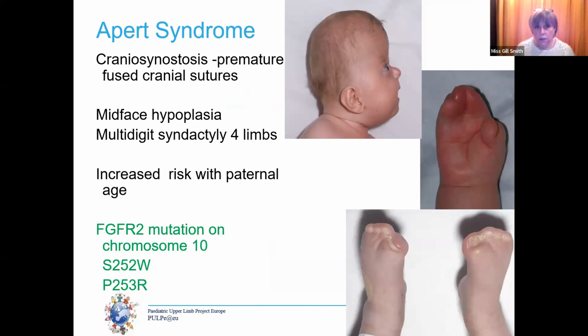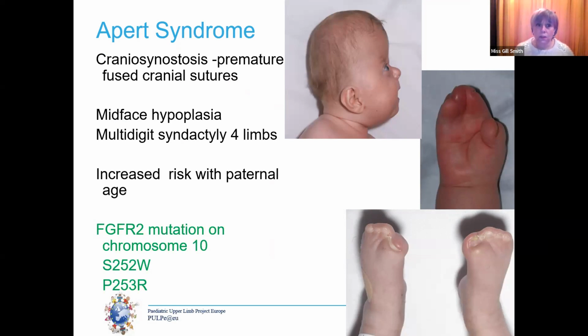Now with the Apert, you're going to get this mid-face hypoplasia. So they've got sticky out looking eyes, proptotic eyes, they've got hypertelorism, they've got a dish face type mid-face hypoplasia, and then they've got multi-digit syndactyly on all four limbs.